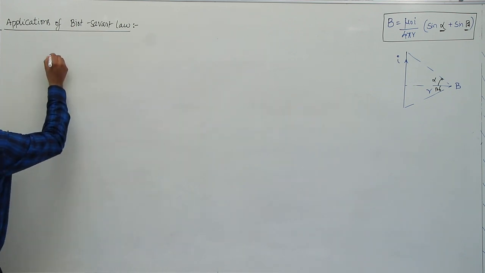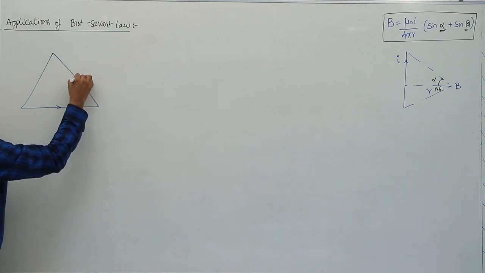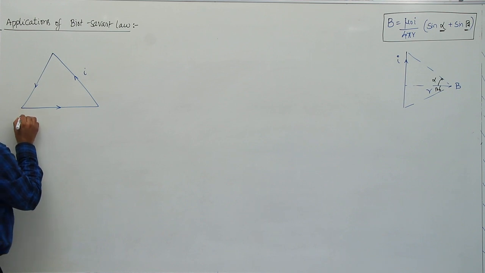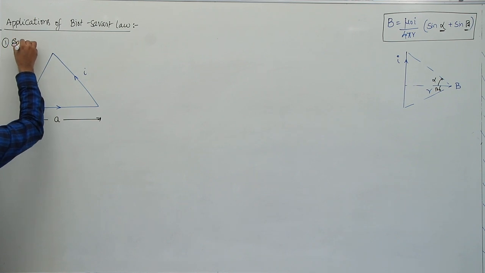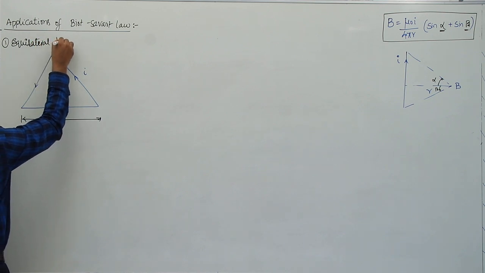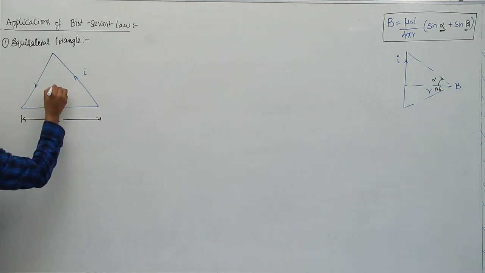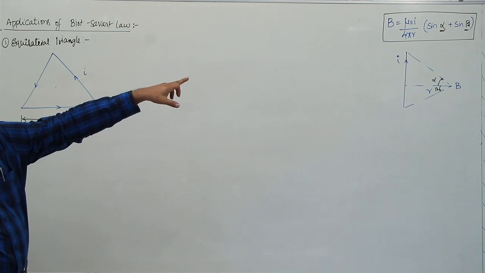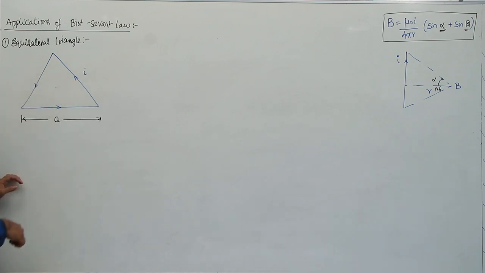Now, suppose there is an equilateral triangle carrying current I, and let the side of this equilateral triangle be A. So the first one is the equilateral triangle. How to find the magnetic field at the centroid of an equilateral triangle? Now, if I want to apply that formula here, first I can take a single side, any one of the sides of this equilateral triangle.